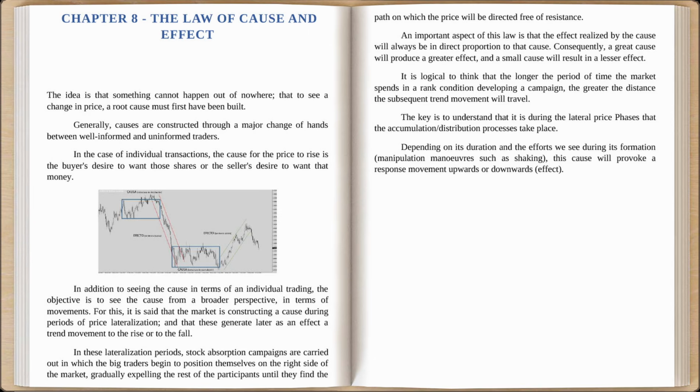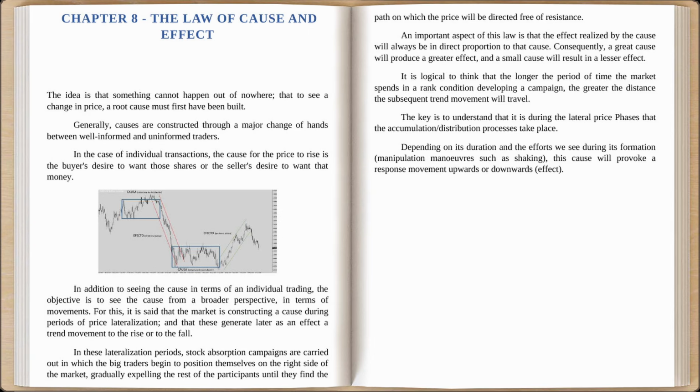In addition to seeing the cause in terms of an individual trade, the objective is to see the cause from a broader perspective, in terms of movements. For this, it is said that the market is constructing a cause during periods of price lateralization, and that these generate later, as an effect, a trend movement to the rise or to the fall. In these lateralization periods, stock absorption campaigns are carried out in which the big traders begin to position themselves on the right side of the market, gradually expelling the rest of the participants until they find the path on which the price will be directed free of resistance.